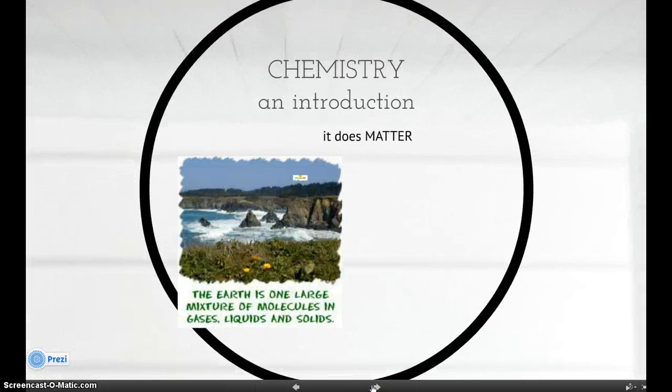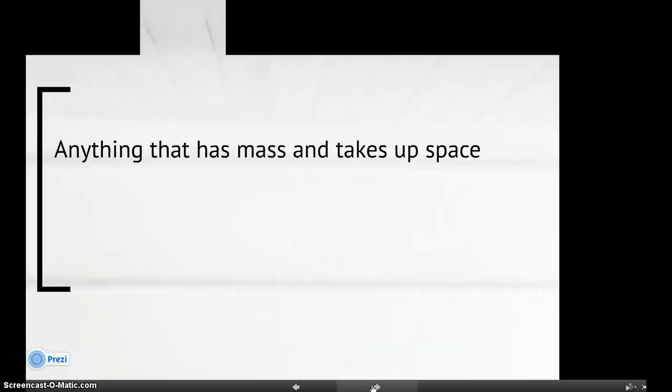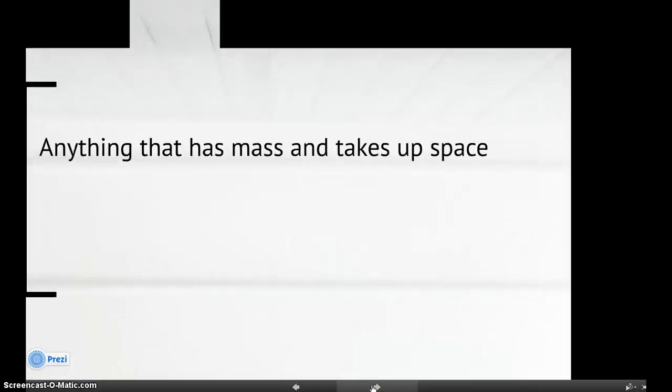Chemistry, it does matter. Matter is anything that has mass and takes up space. So you could probably come up with lots of different examples of that. Anything that's in this room, like desks, chairs, your pencil, you. But there's other things that take up space as well that you might not think of, like air. Air is matter. It does have particles, and we'll get into states of matter and things like that as we move forward in other days.